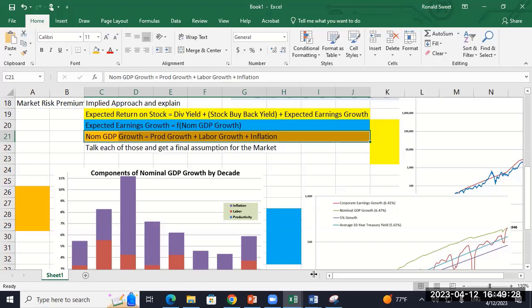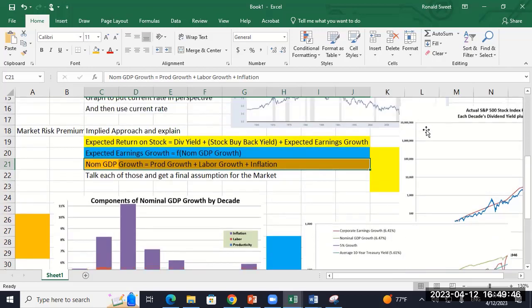But where's the growth going to come from? If productivity is about 2%, labor growth, be lucky to be 1%, inflation maybe 3% or whatever, 2.5%. You're going to have a tough time getting above 6%. It'd be strange to be below 4% because that would be kind of a disaster scenario, right?